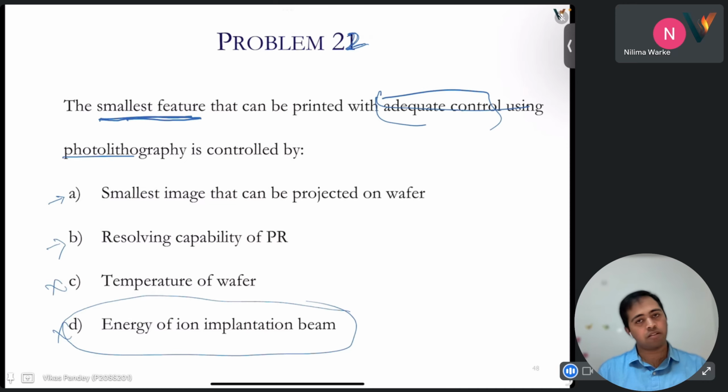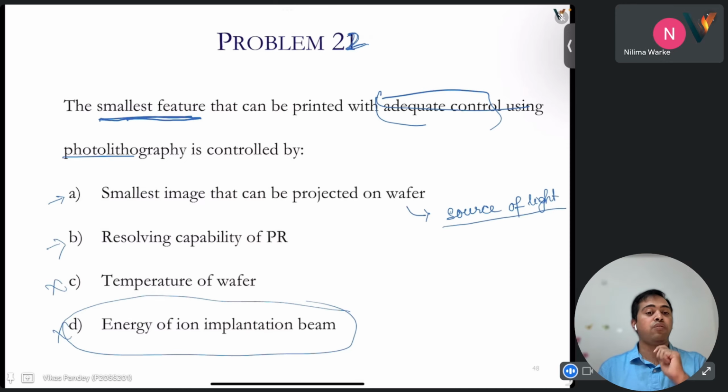We may have larger structures, that's fine, but sometimes we need very small structures. In that case, what will be the determining factor? How much we can project on the wafer, and that ideally depends on the source of light.